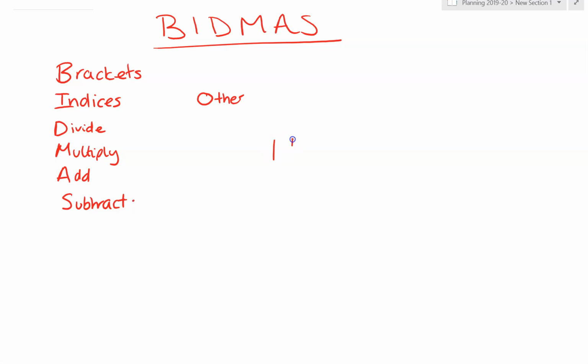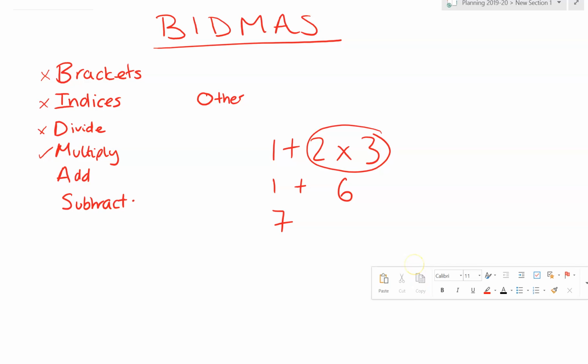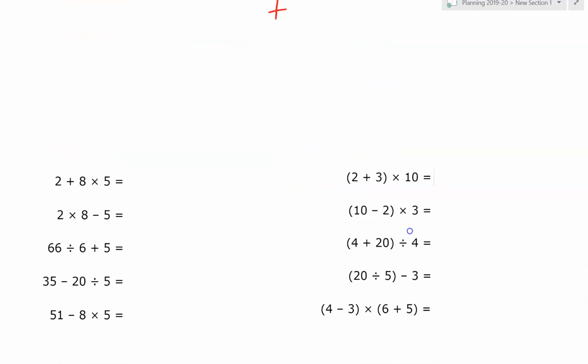For example, if you do 1 plus 2 times 3, do you do 1 plus 2, then times it by 3? Or do you do 2 times 3 and then add 1? Well, Bidmas would tell us the order of what to do. There are no brackets, there are no indices, there is no divide. Multiply comes first. So you do the multiply, that is 6. So now it's 1 plus 6, which is 7. Right, that's the kind of thing we're aiming for. So I've got quite a few examples and one where you have to work backwards as well. So let's have a look at these.